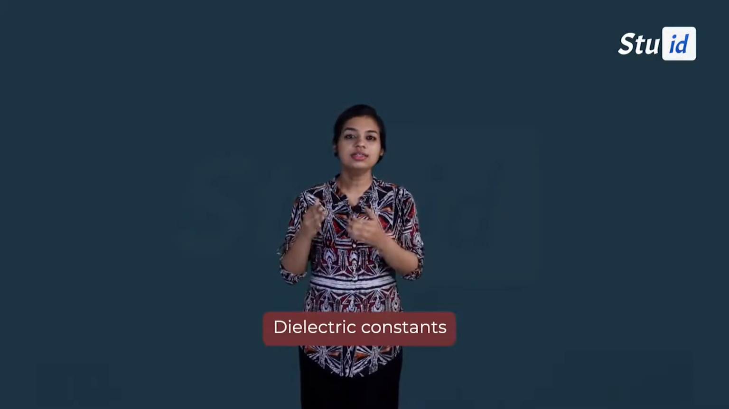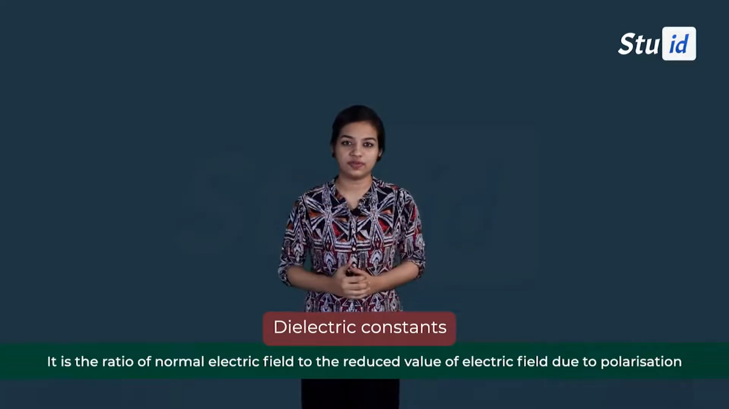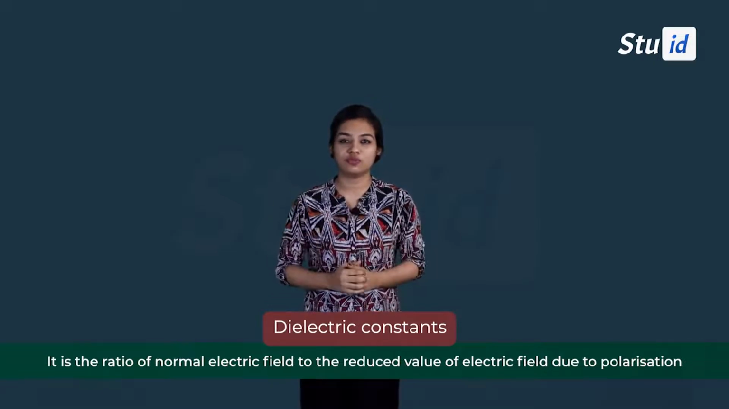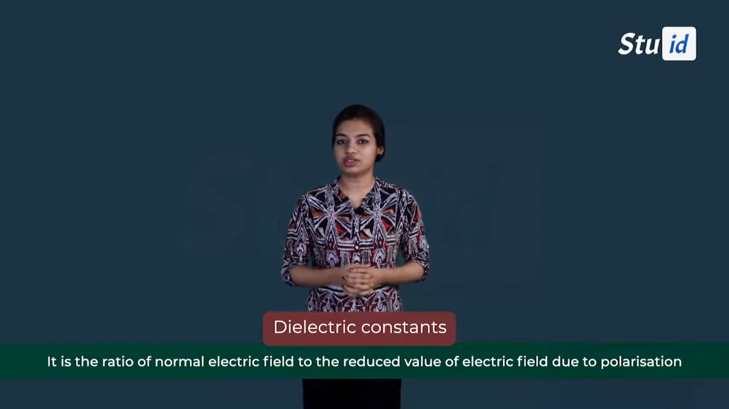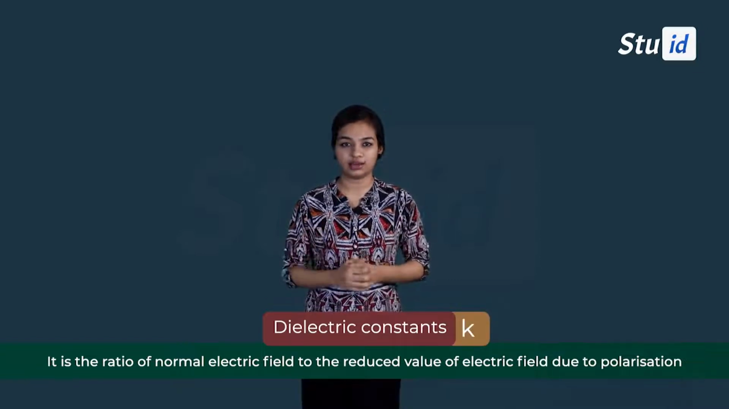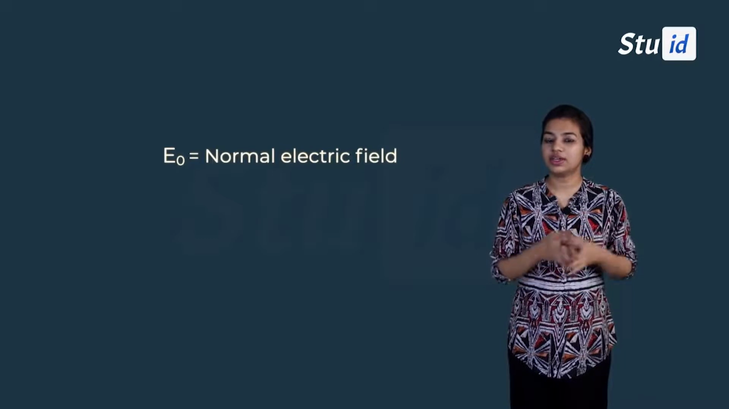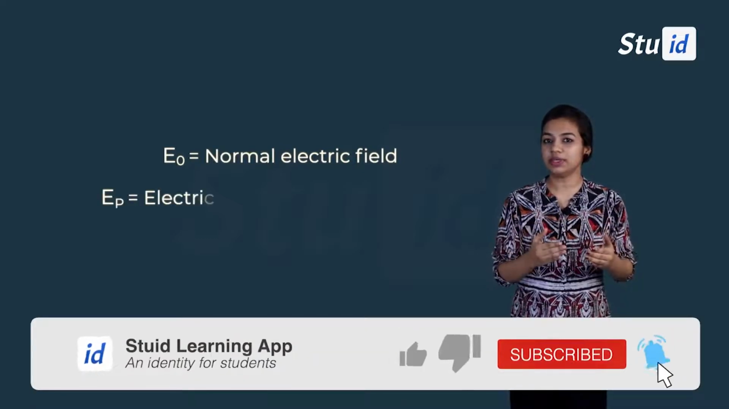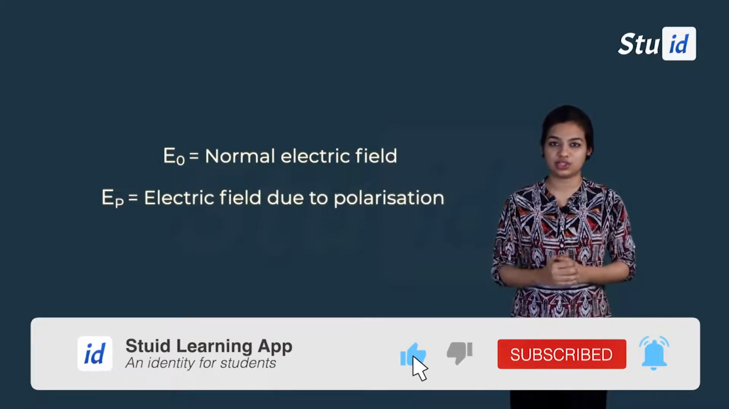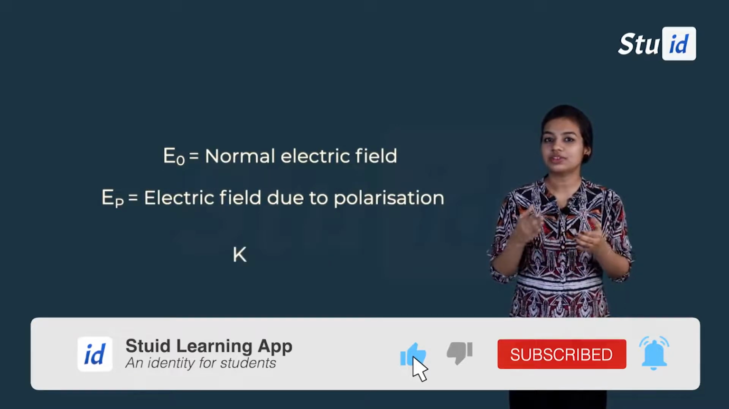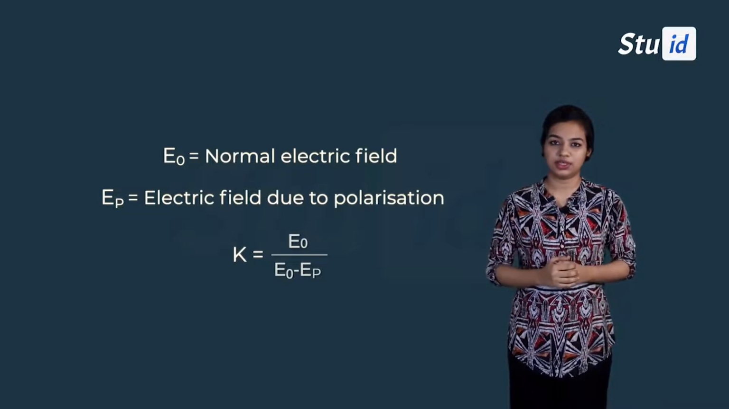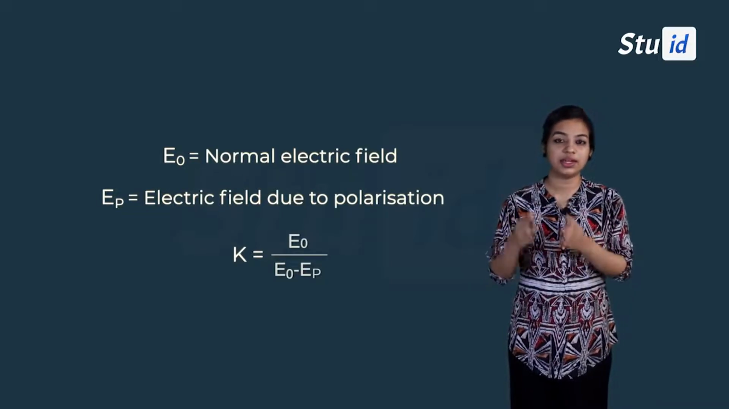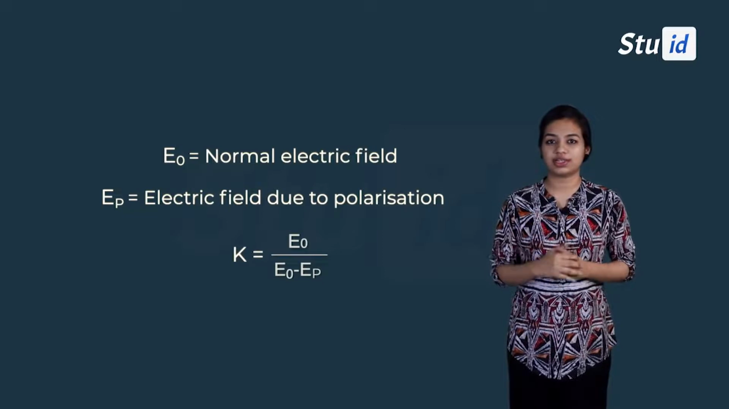Next is about dielectric constant. It is the ratio of normal electric field to the reduced value of electric field due to polarization. Normally, the dielectric constant is represented by the letter K. So if E0 represents the normal electric field and EP the electric field due to polarization, we can express the dielectric constant as E0 by E0 minus EP, where E0 minus EP is the reduced electric field due to polarization.